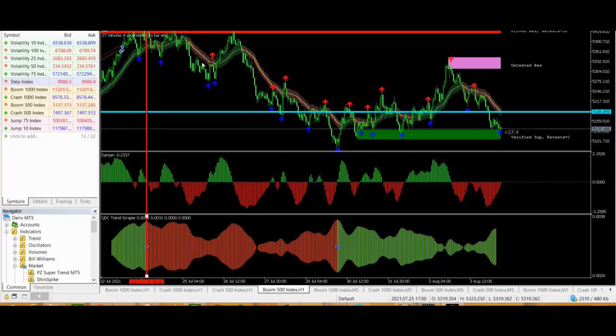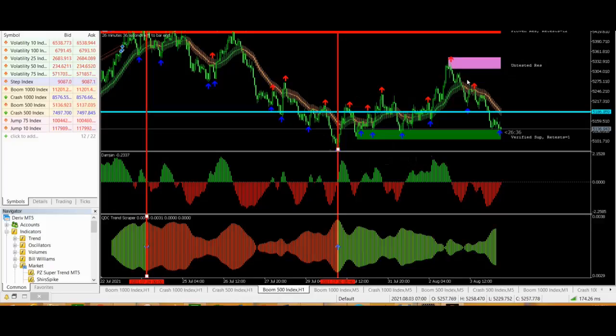Okay, you can see that it came down to this level, pulled back again to the resistance level, then came down again below the last support level. So this time around it came to this level, and right here it changed from a downtrend to an uptrend. As you can see, it changed from a downtrend to an uptrend. So right now the uptrend has started and it is going back up.